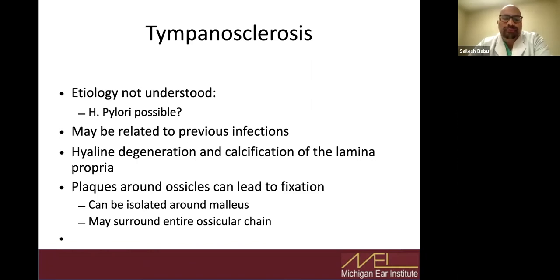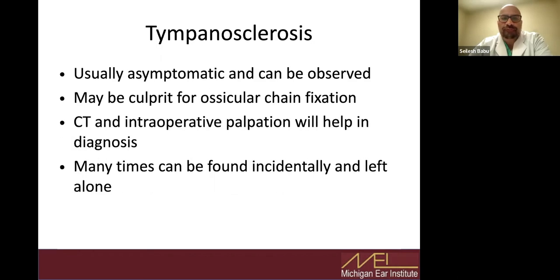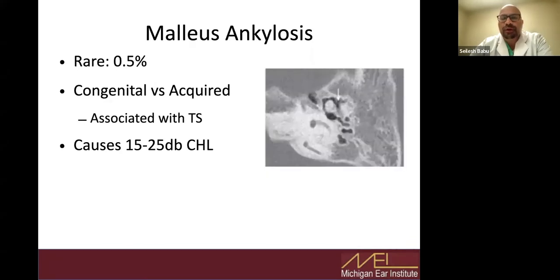And then really when it becomes a problem is when it starts surrounding the malleus or the ossicular chain, and you have to figure out how you're going to work around those sclerotic plaques around the ossicular chain. CT scan and intraoperative palpation can help in making that diagnosis. And again, like I said, many times you can just leave it alone.